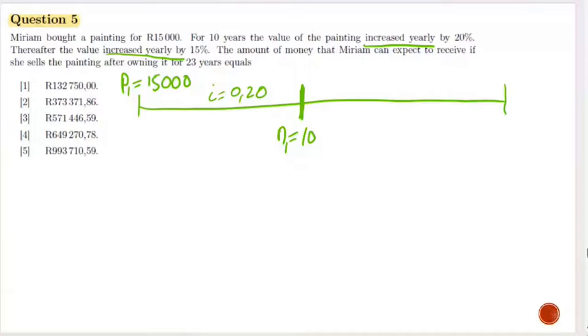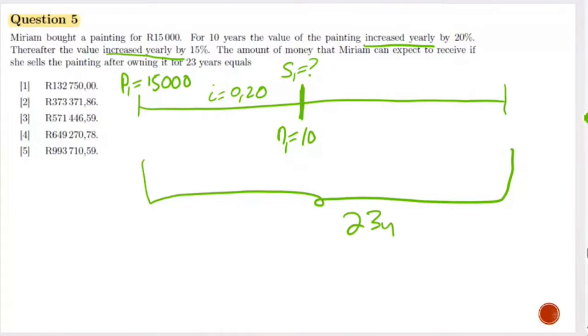So the painting was worth this, and then there is this year here. The value of the painting increased, and obviously here there's going to be an accumulated value, which I don't know, the accumulated value for the first 10 years. And now after that the interest rate changed. Remember, this whole period is running for 23 years. This is 23 years.